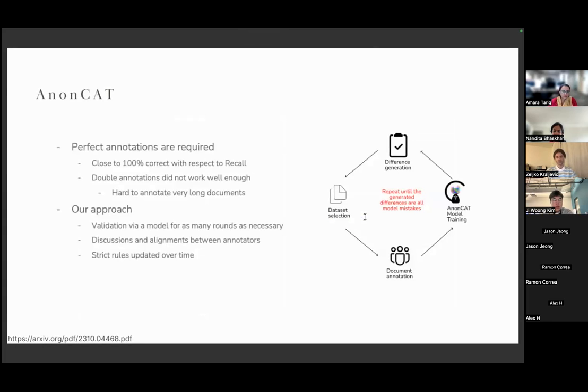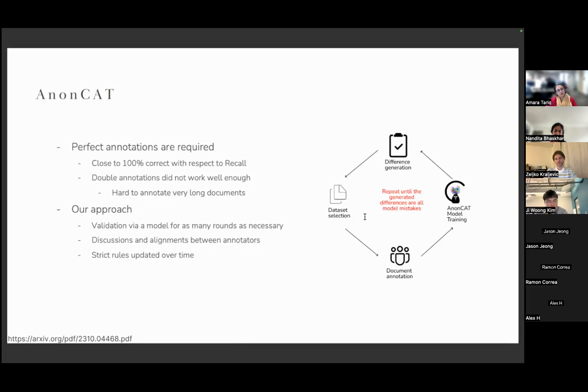A bit of experience from training these models: while it is very straightforward, what we found out very soon is that for these models it was extremely important that the annotations are near perfect. You really want them to be 100% correct, because in standard named entity recognition, missing a company name, no one really cares that much. But when you miss a patient name, the whole effort is wasted. You have anonymized 100 documents, but then the 101st has a patient name and that's it, you messed up.